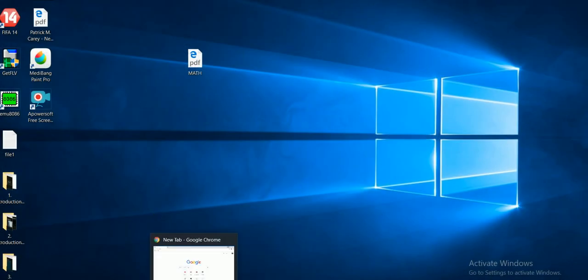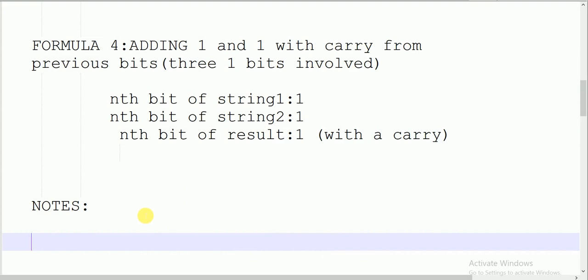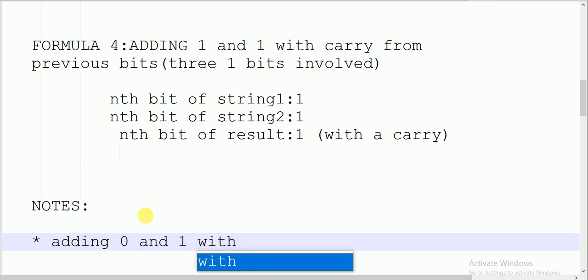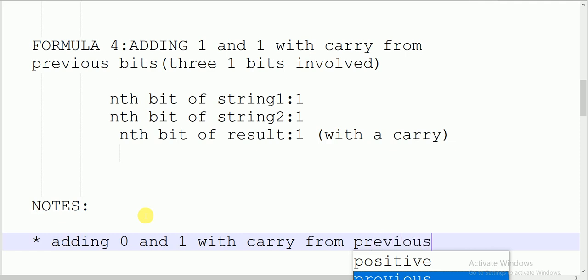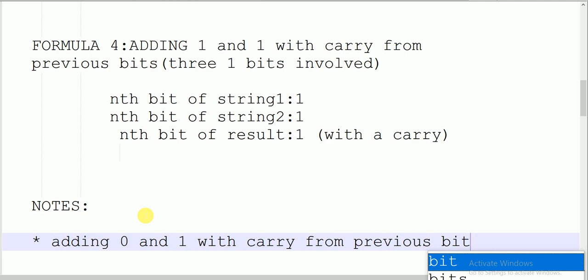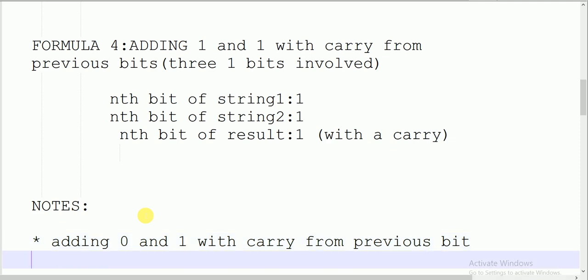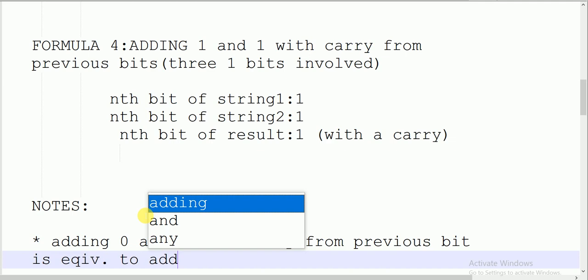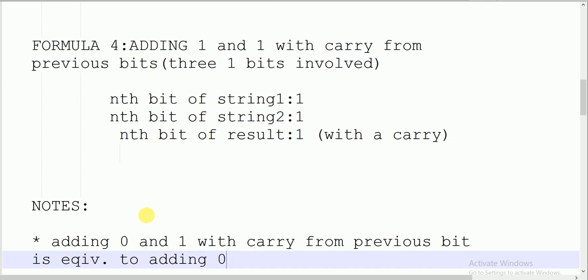What am I doing? 2 notes here. The first one, adding 0 and 1 with carry from previous bit is equivalent, I'm going to write equivalent in short form, equivalent to adding 0 and 0 from 0 and 0.